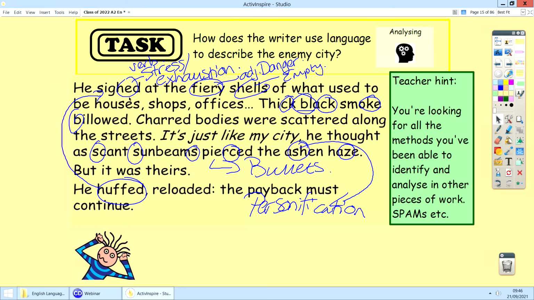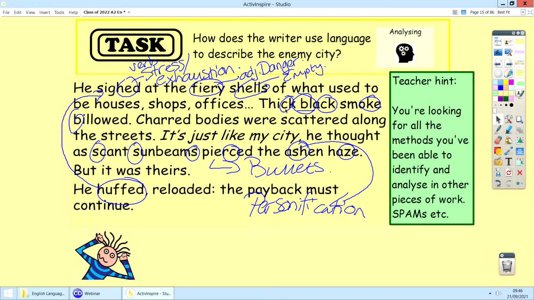So he sighed, and we said that the word sighed there, the verb, might indicate either stress or exhaustion. The fiery, so this adjective just depicts danger. Shells are usually empty. If you think of an egg, it's an egg until you break it and take the middle out of it. Then it's an eggshell. It's no longer an egg because the inside, its contents, aren't there. So that's what we looked at, okay?